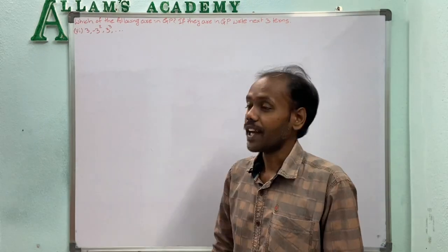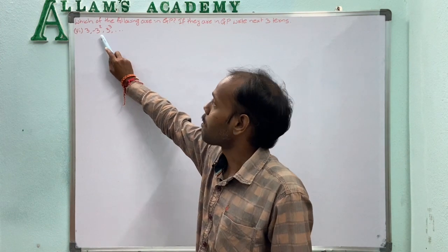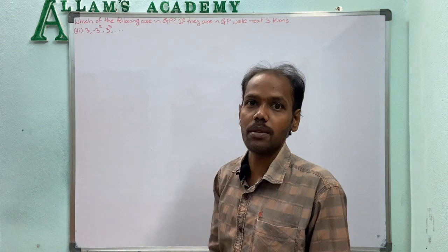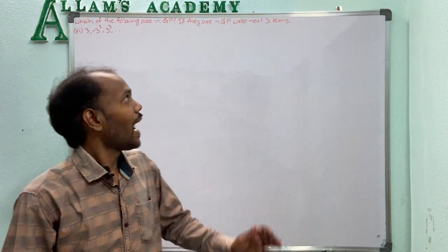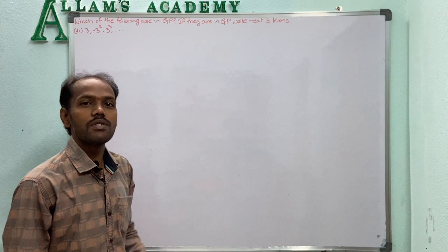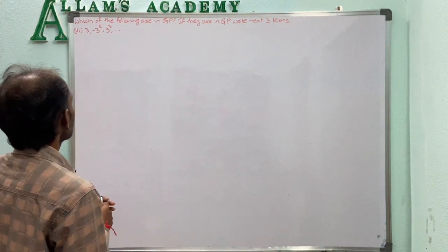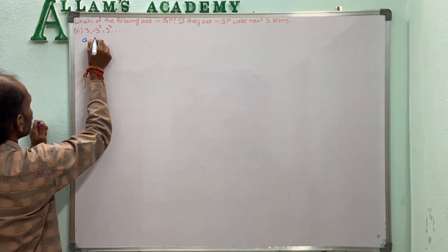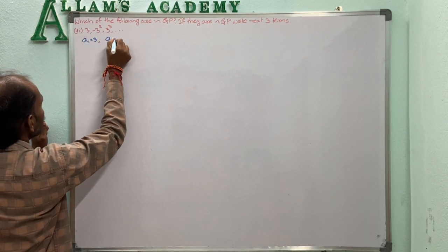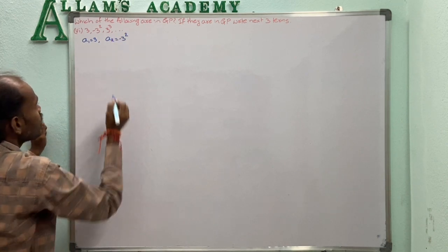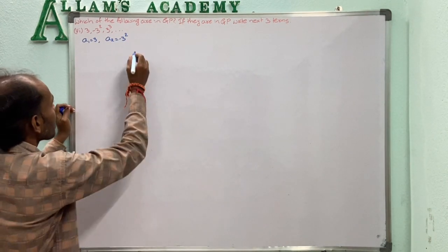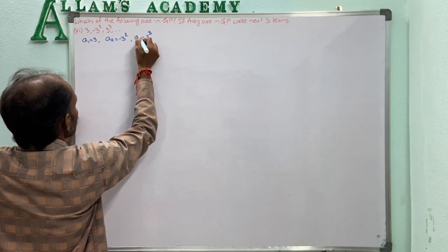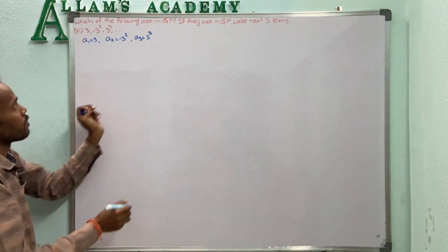The next series given is 3, minus 3 square, 3 cube and so on. Now we have to check whether it forms a GP or not, and find the next three terms if it holds GP. So here we take the first term A1 equal to 3 and the second term A2 equal to minus 3 square. To see whether it holds GP or not, we will find the common ratio. The third term A3 is equal to 3 power 3.